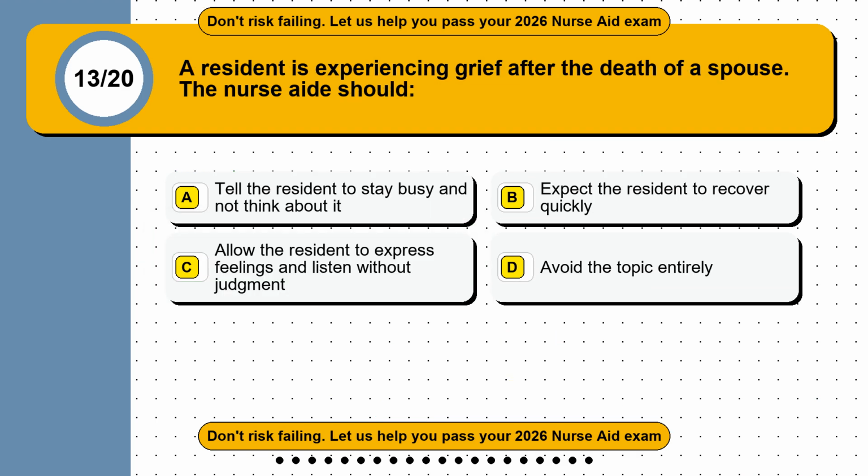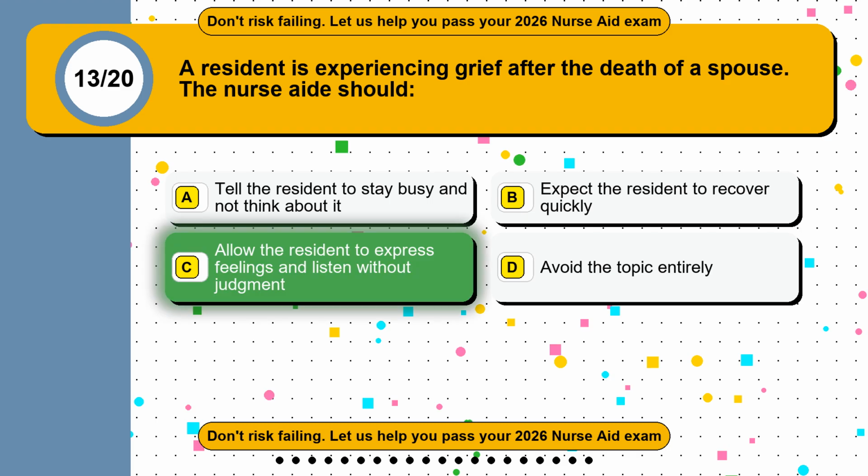Question 13. A resident is experiencing grief after the death of a spouse. The nurse aide should: Option A. Tell the resident to stay busy and not think about it. Option B. Expect the resident to recover quickly. Option C, allow the resident to express feelings and listen without judgment. Option D, avoid the topic entirely. The correct answer is option C, allow the resident to express feelings and listen without judgment.